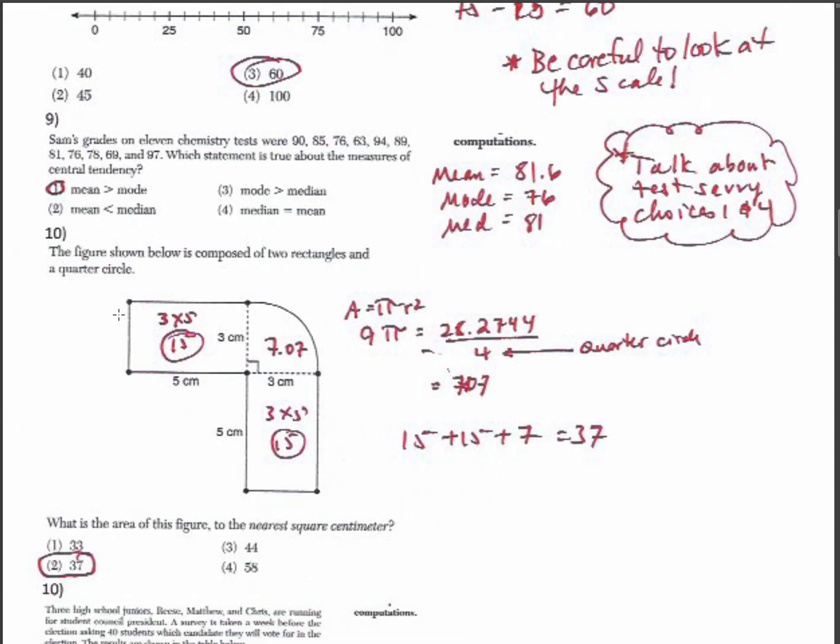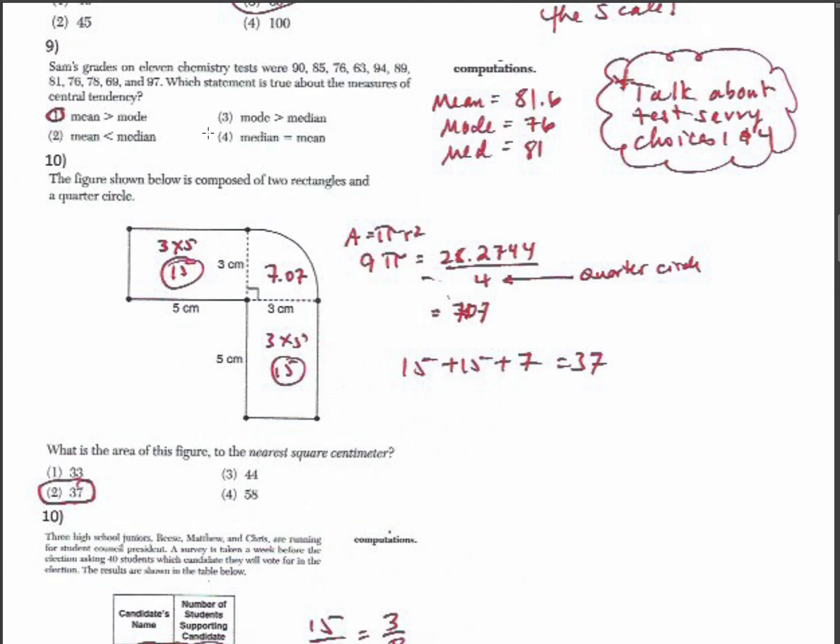Okay, Sam's grades on 11 chemistry tests were... Which statement is true about the measures? Well, first off, if you have a graphing calculator, you can enter this. You can hit the stat button and go to edit, and go to list 1 and put all the numbers in list 1, and then go to stat calc. And when you do stat calc, you go to one variable stats, it's option 1. Through scrolling through the answers on that screen, it will tell you the mean and it'll tell you the median. And you just look at the numbers to find the mode. If not, you can add all the numbers up and divide by how many there are. That'll give you the mean or the average.